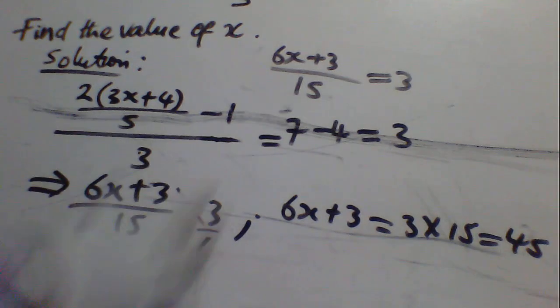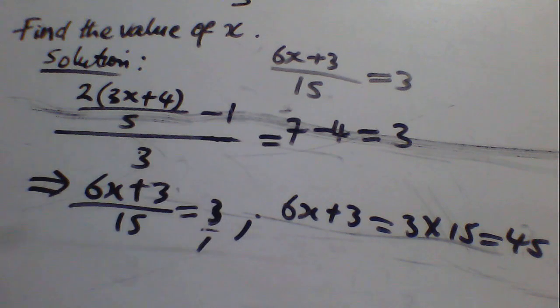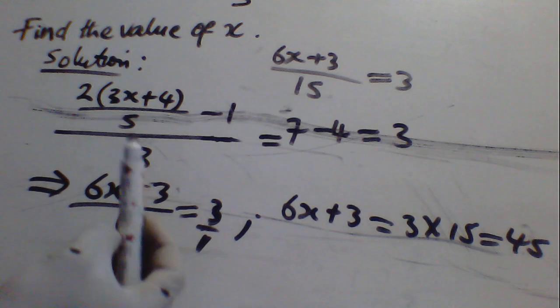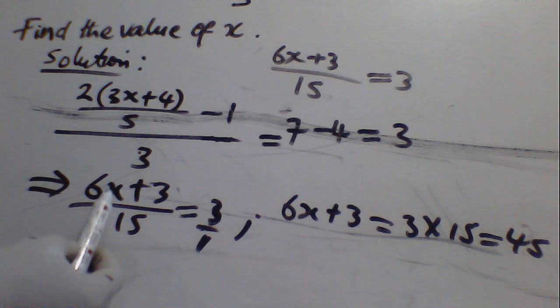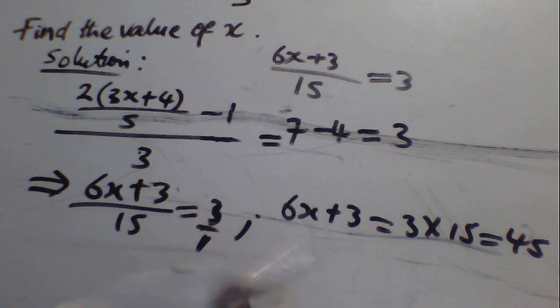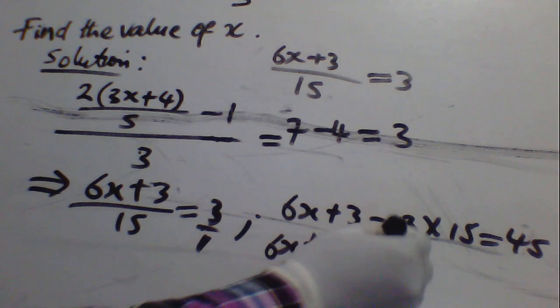You cross multiply, so that this value here will be times 1, and 15 will be times 3. This value, 6x + 3, times 1 equals 15 times 3. Now from here we have 6x + 3 is equal to 45.